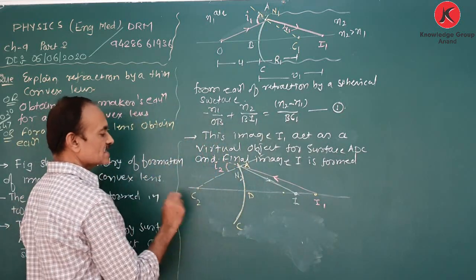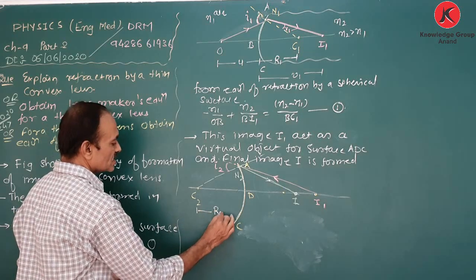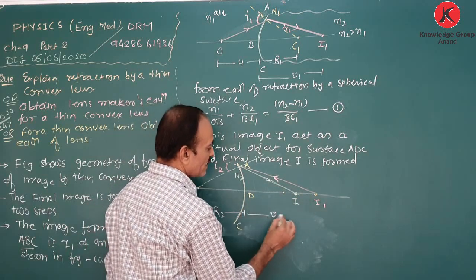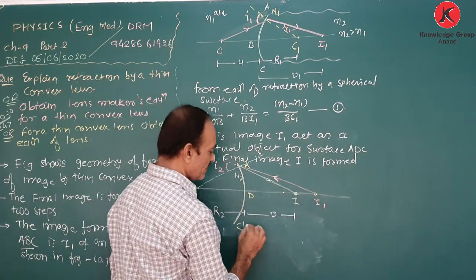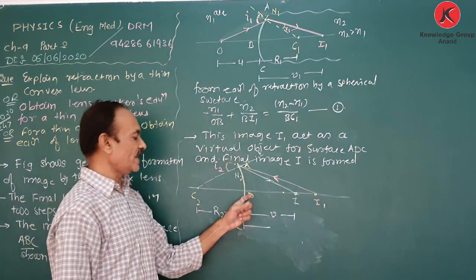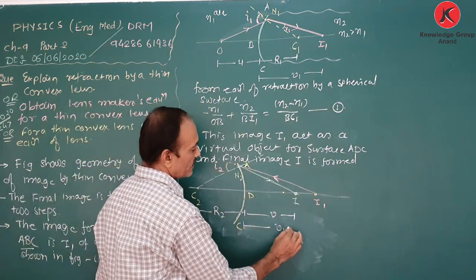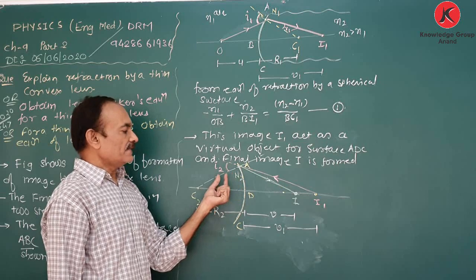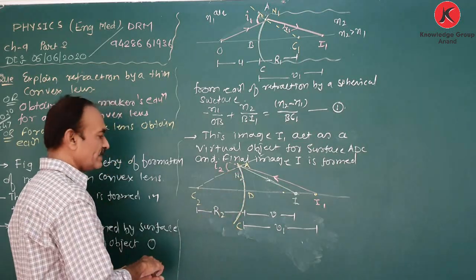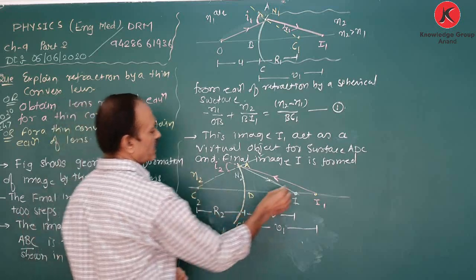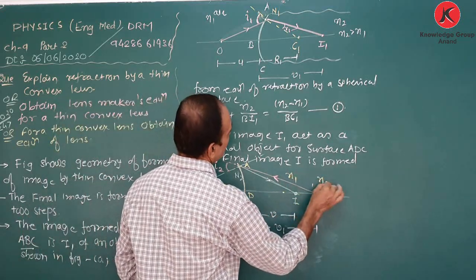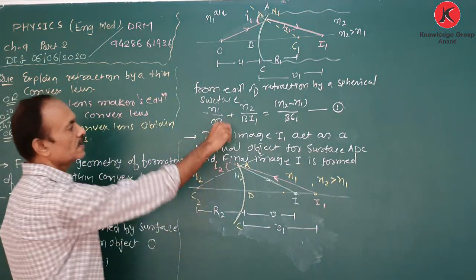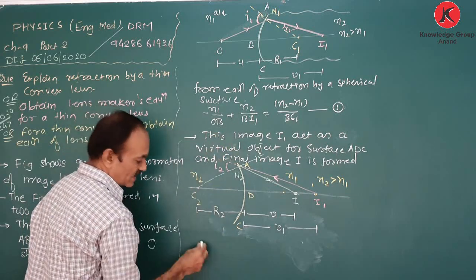Therefore, our DC2 is the radius of curvature for the second spherical surface, DI is the final image, and DI1 is the object distance for the ABC surface. On the left hand side of the ABC surface, the effective index is N2. Here the effective index is N1. Here N2 is greater than N1. Therefore, we are applying this equation.